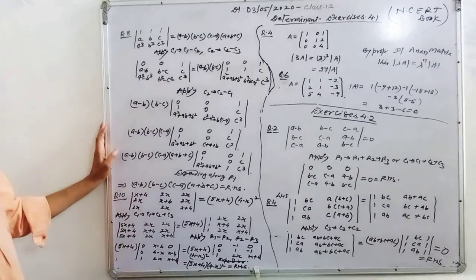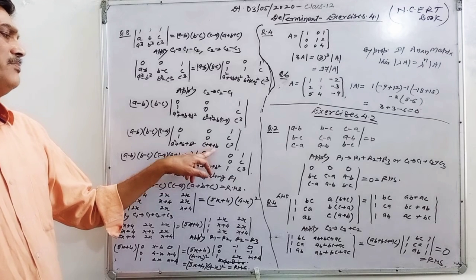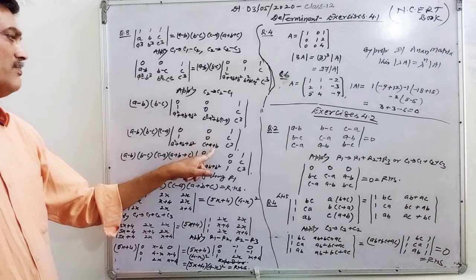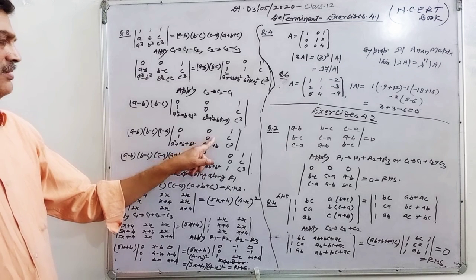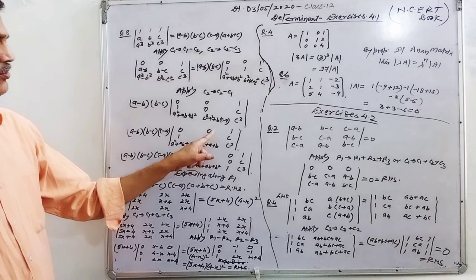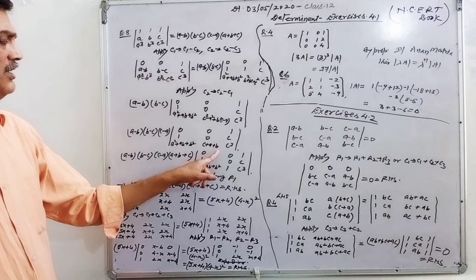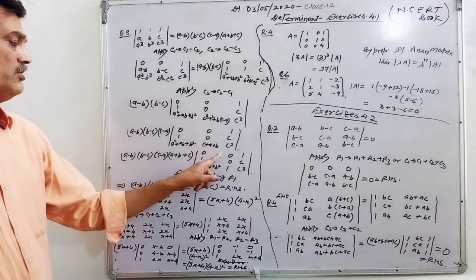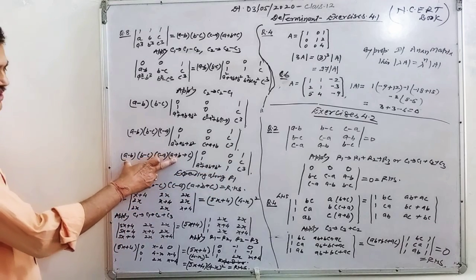Now, for the next factor, A plus B plus C, you can take A plus B plus C common from C2 again. Why? Because the remaining elements of C2 are 0, 0 and the third element is C plus A plus B. Taking A plus B plus C out common, you will have in C2 0, 0, 1. So this much. These are the common factors.